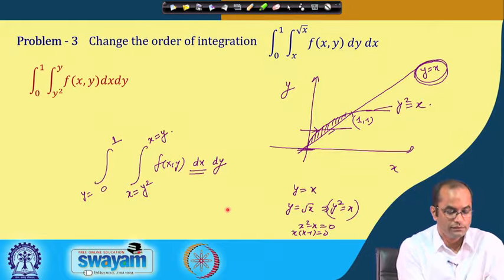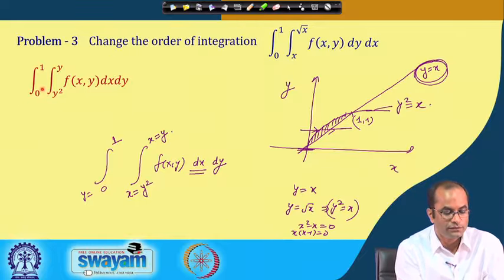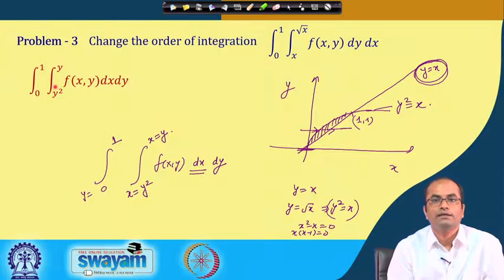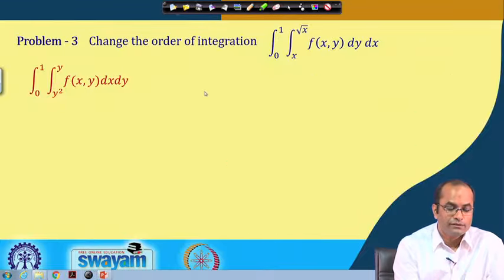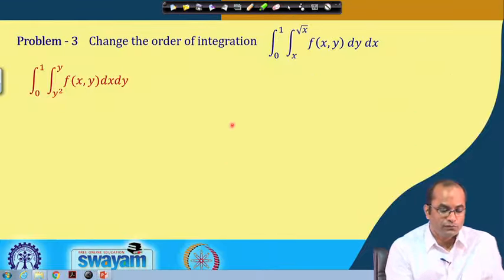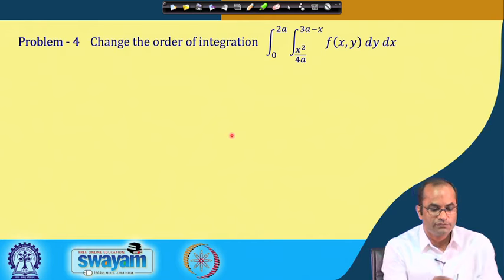So, that is the change of order of integration. So, for the limits of y will be 0 to 1 and limit of x will be y square to y, and then f(x, y) dy. So, one more example, that is the last example for this lecture.